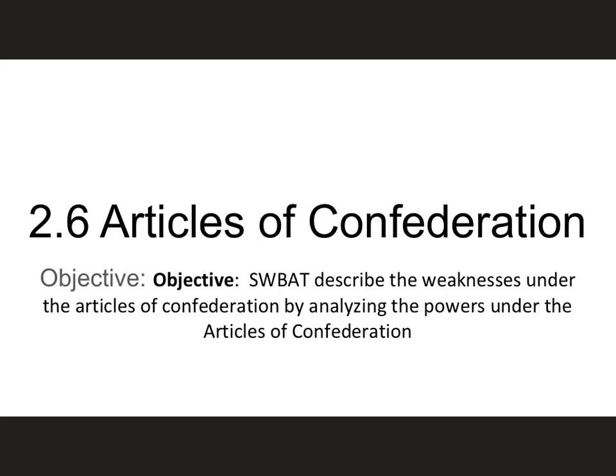Everyone, this is 2.6 Articles of the Confederation, and the objective for today is that students will be able to describe the weaknesses under the Articles of Confederation by analyzing powers under the Articles of Confederation.